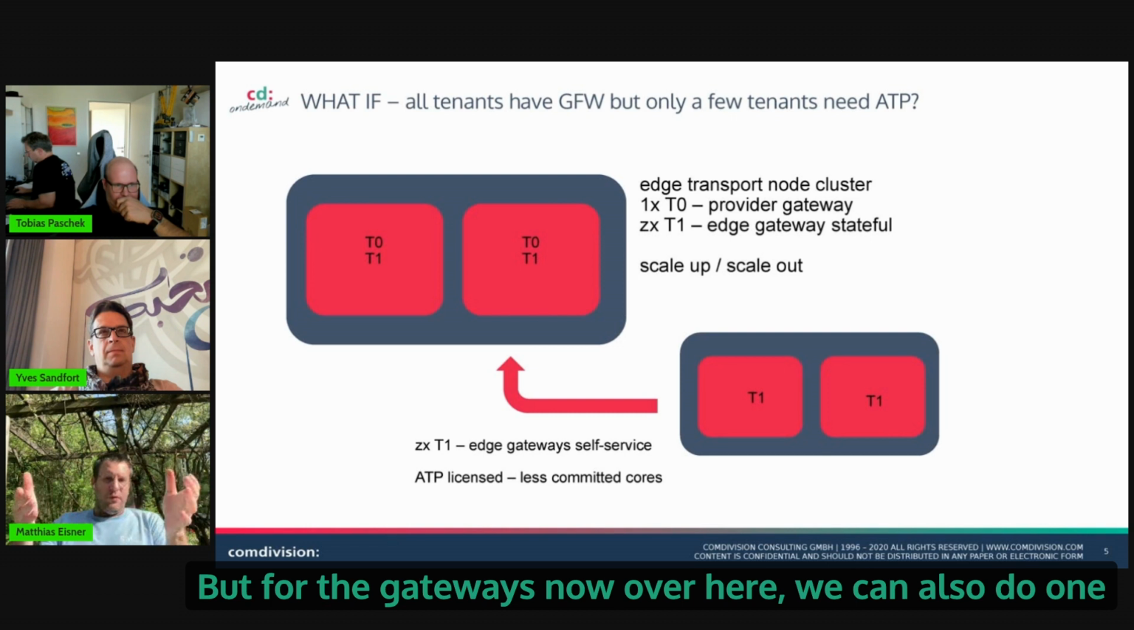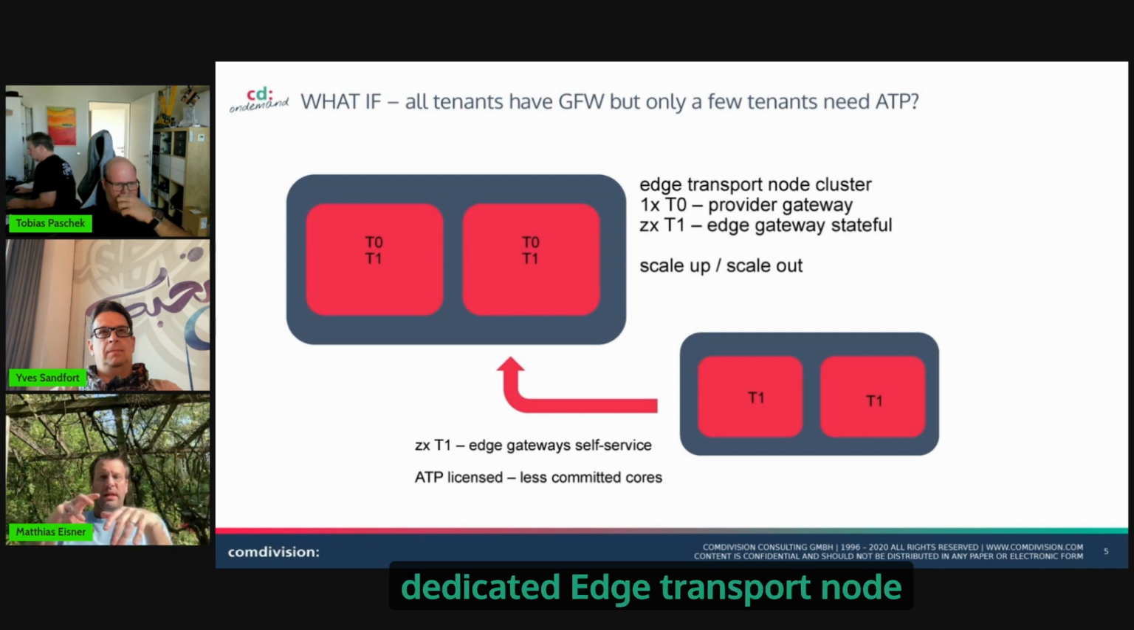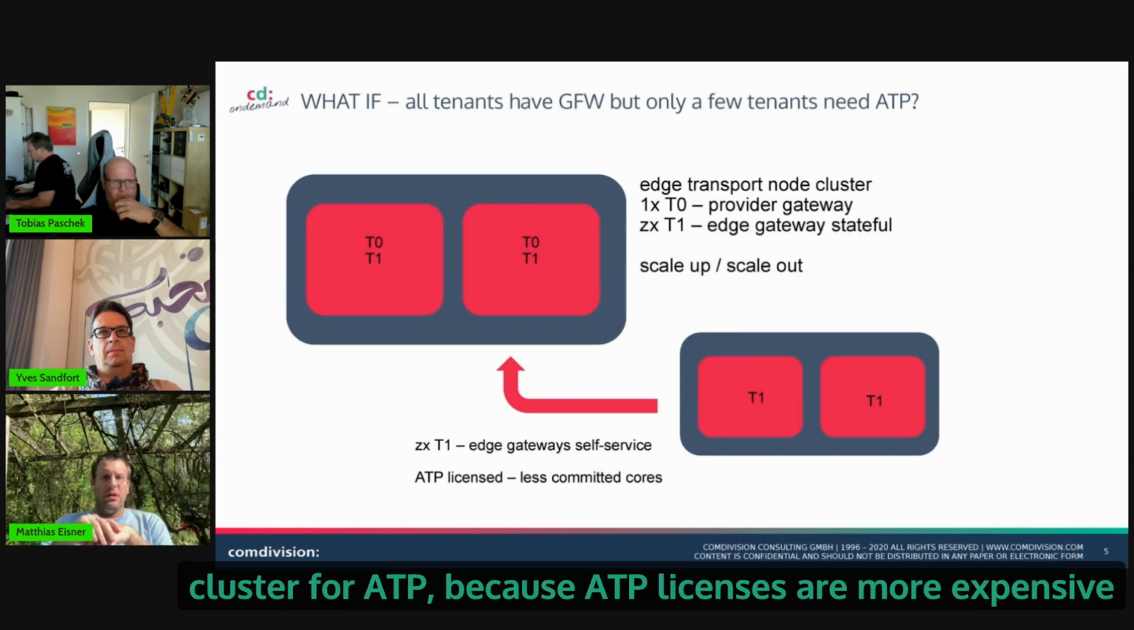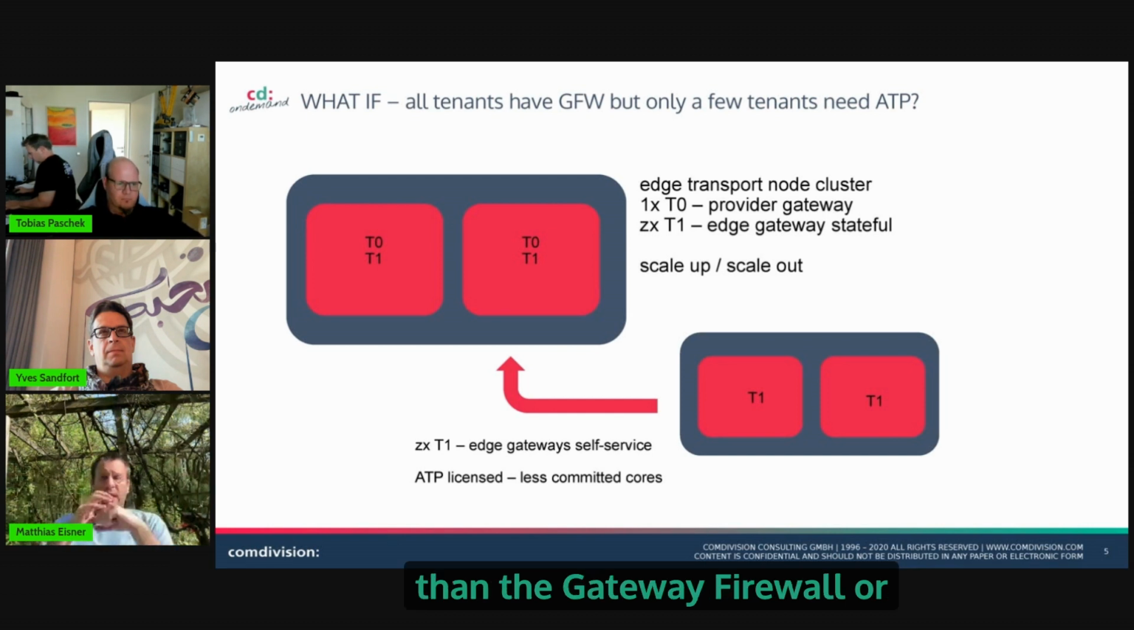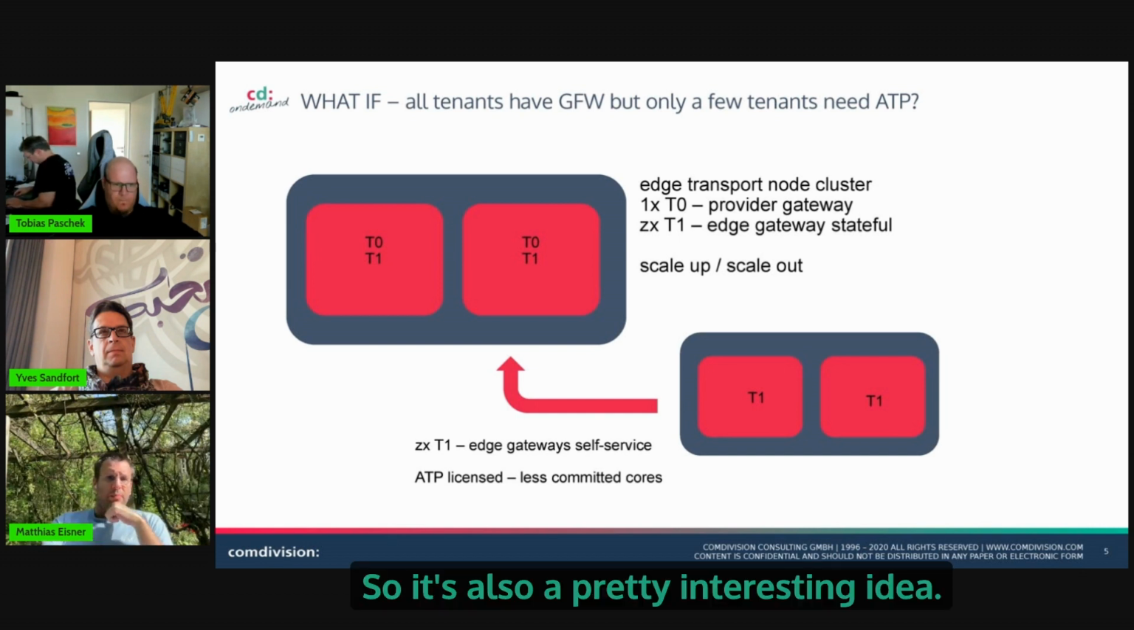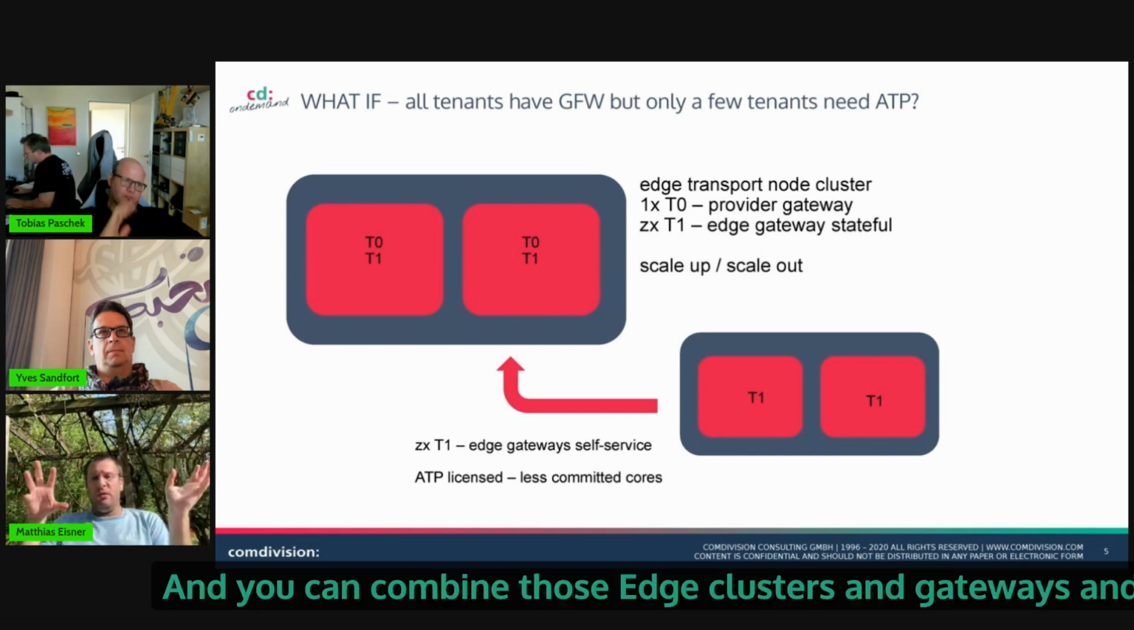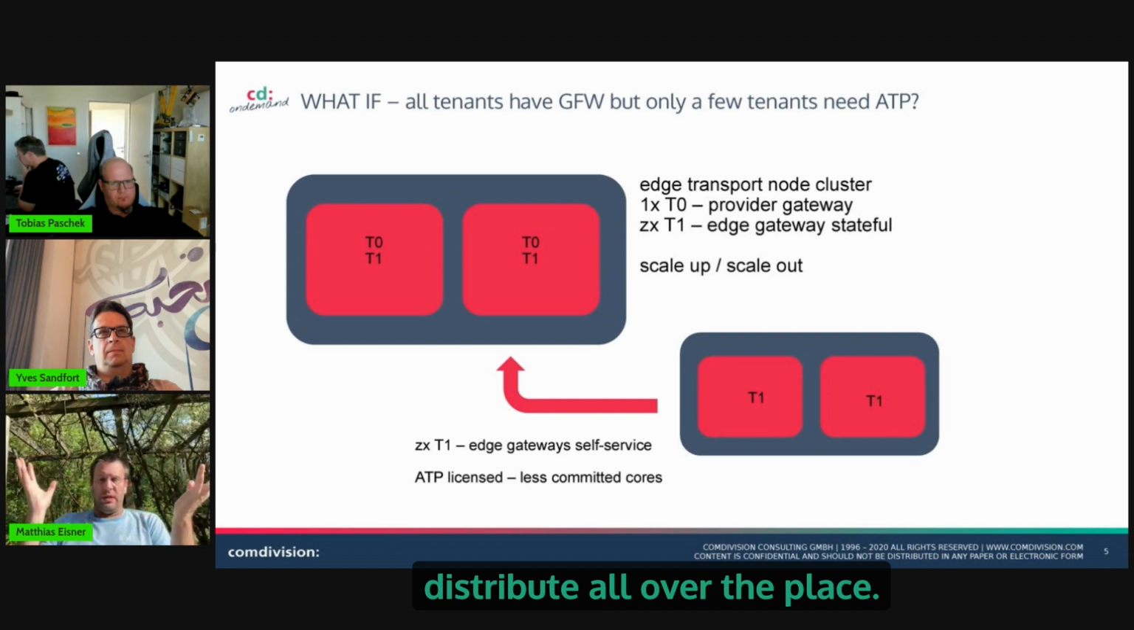Exactly. But for the gateways now over here, we can also do one dedicated edge transport node cluster for ATP, because ATP licenses are more expensive than the Gateway Firewall or the firewall license add-on. So it's also a pretty interesting idea. And you can combine those edge clusters and gateways and distribute them all over the place.